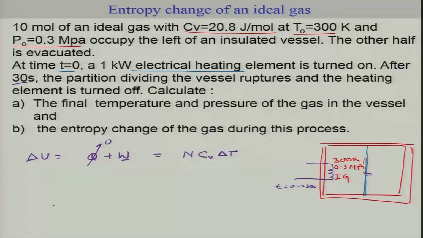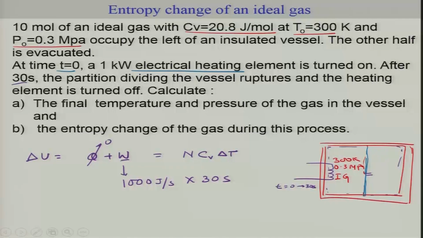Okay. So, what is the W here? W in this case would be your 1 kilowatt, which is 1000 joules per second, multiplied by 30 seconds. So, this is the electrical work which is done on the system. A system is defined by this here. So, we can consider this to be the system.